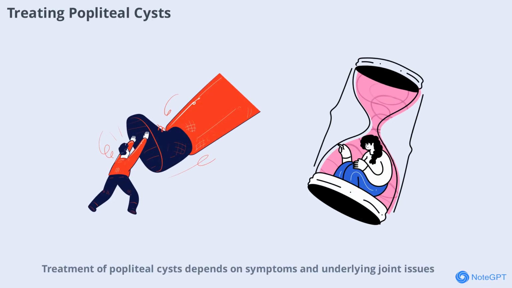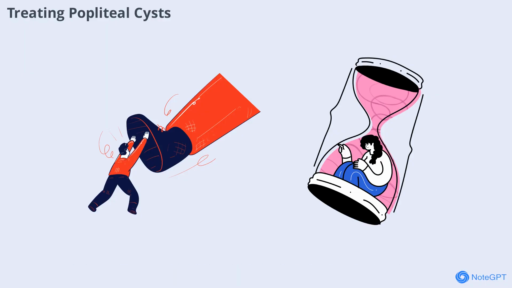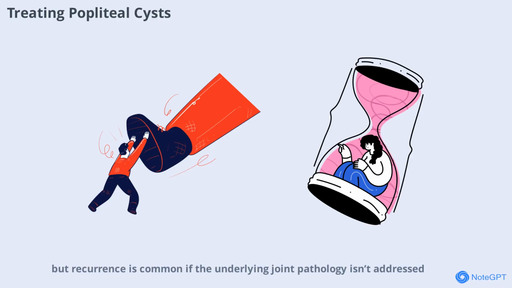Treatment of popliteal cysts depends on symptoms and underlying joint issues. Conservative management, rest, NSAIDs, and physiotherapy is often enough for children or asymptomatic adults. Ultrasound-guided aspiration and corticosteroid injection can provide short-term relief, but recurrence is common if the underlying joint pathology isn't addressed. Surgical intervention like arthroscopic decompression is reserved for persistent or complicated cases.